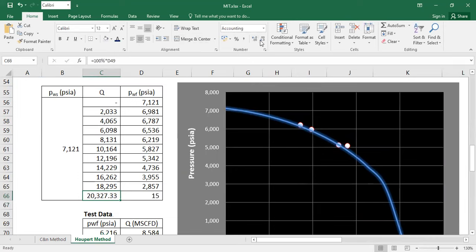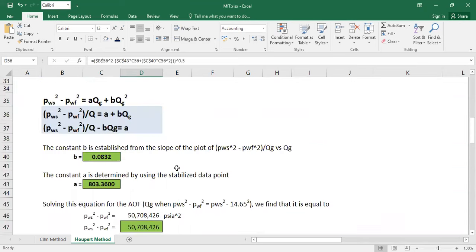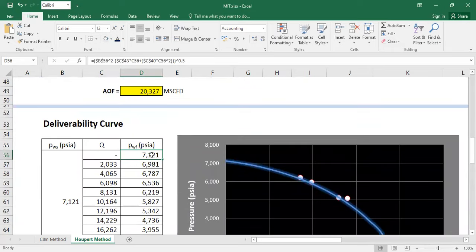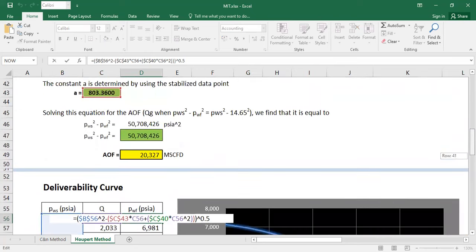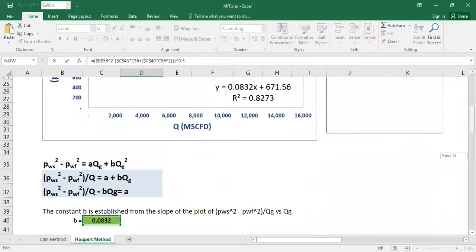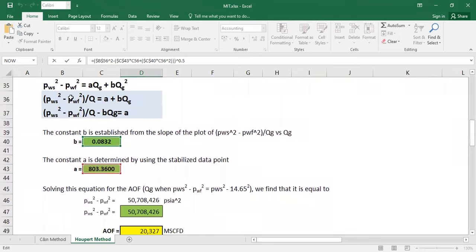So yeah, that's for the flow rate column. And for the PWF, now it will be calculated. How do we calculate the PWF? Yeah, it's quite easy. You can check the formula here. All right. So you can just rearrange this equation in such a way that you can calculate the PWF. All right, but make sure that you do the square root because in this equation, we have PWF squared.